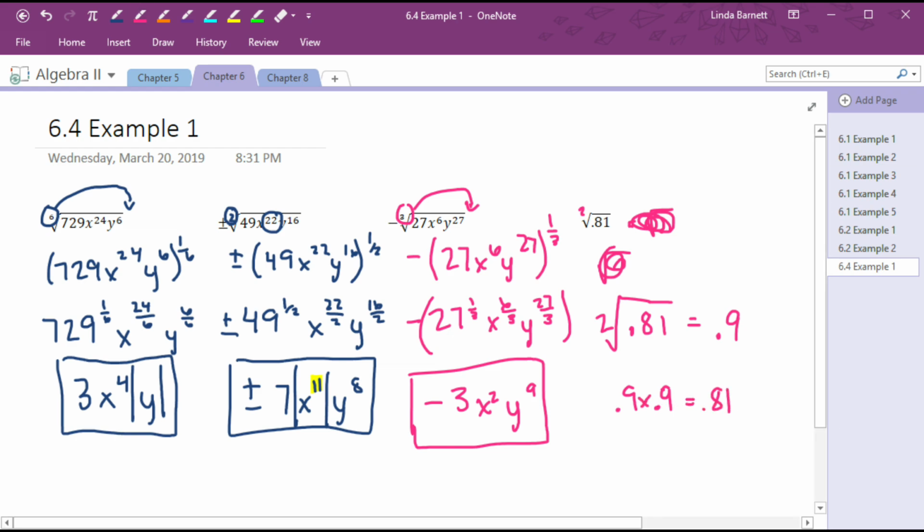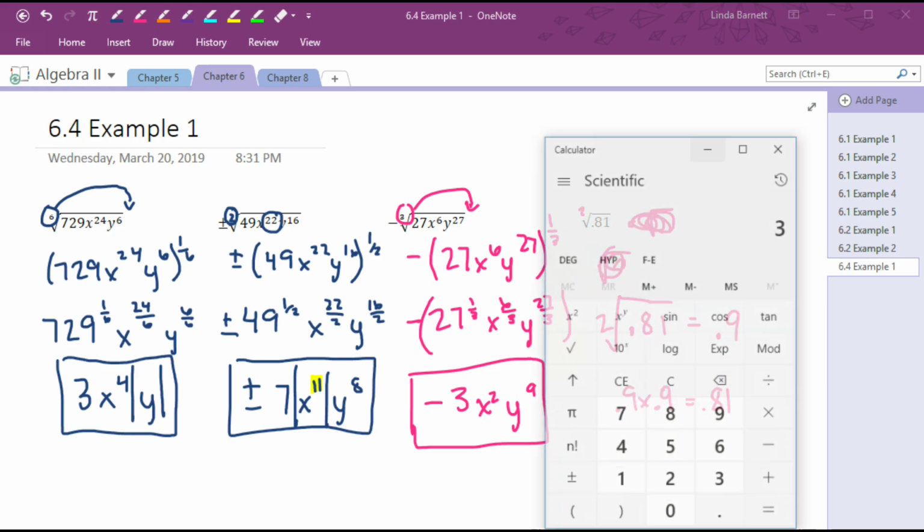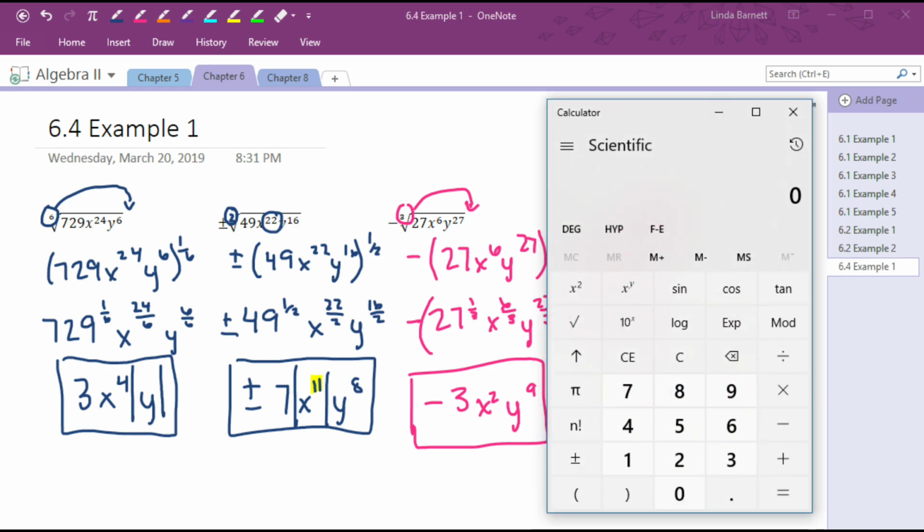And if you don't believe me, let's try it out. Calculator, 0.9 times 0.9 is equal to 0.81. All right, we're done.